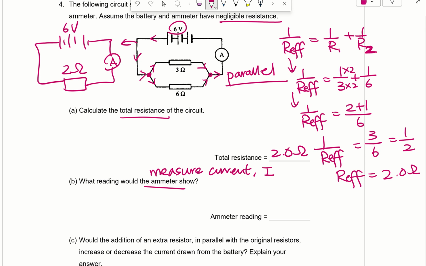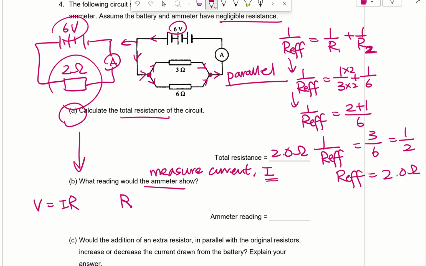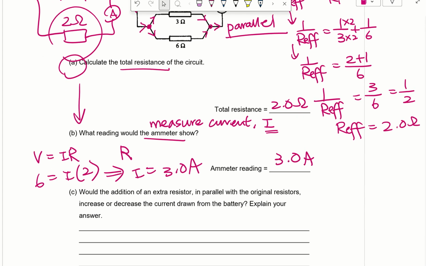Okay, and I have the resistance, which is 2 ohm, right? For part A, they asked you to find the resistance, so I can use the effective resistance here in the simpler circuit on the left. I have the V, this is my V. I can calculate the I using the formula V equals IR. So I will have 6 equals I times the effective resistance of 2. Therefore, my current is 3 ampere. Okay? So you need to know what your V, I, and R are, and you need to know their units.